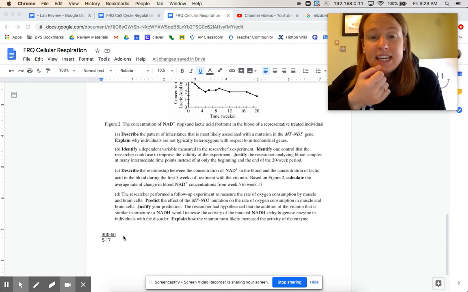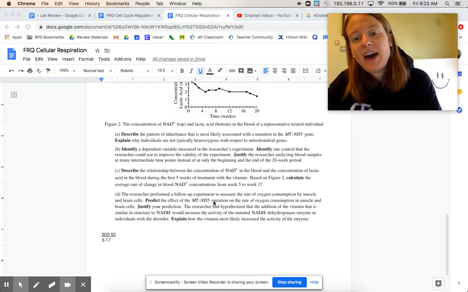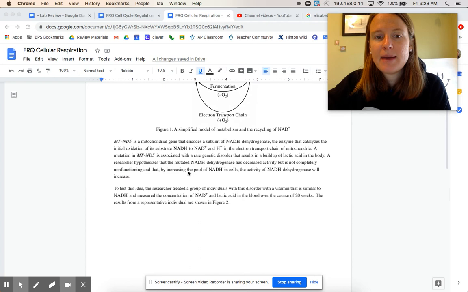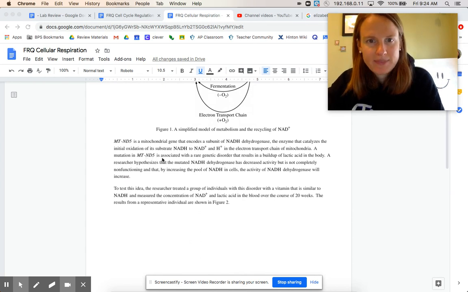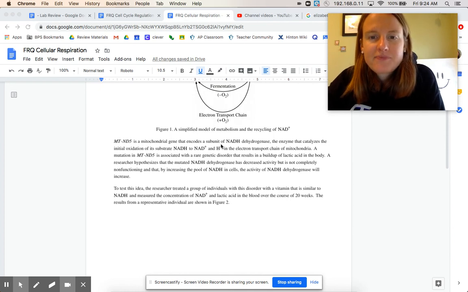Okay. D, a researcher performed a follow-up experiment to measure the rate of oxygen consumed by muscle and brain cells. Predict the effect of the MTND5 mutation on the rate of oxygen consumption. So I went back up here to remind myself, what is the MTND5 doing? So let's see. The MTND5 encodes a subunit of NADH dehydrogenase, the enzyme that catalyzes the initial oxidation of substrate. Oh, it's the thing that turns NADH to NAD+ and H plus in the electron transport chain. So that happens when the NADH is dropping off its electrons.